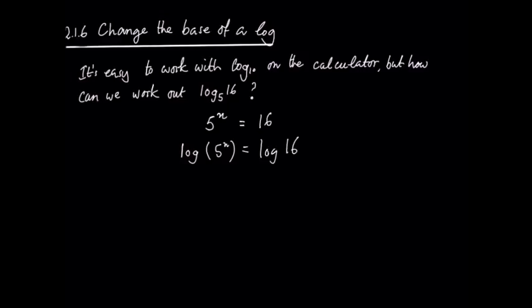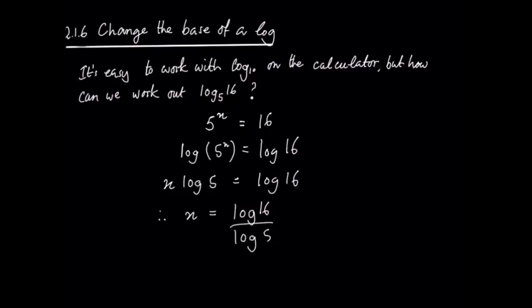Applying the laws of logs, we'll have x log 5 is equal to log 16. So therefore x will equal log 16 divided by log of 5. This we can work out on the calculator. Log 16 divided by log 5 is 1.72 to 2 decimal places.